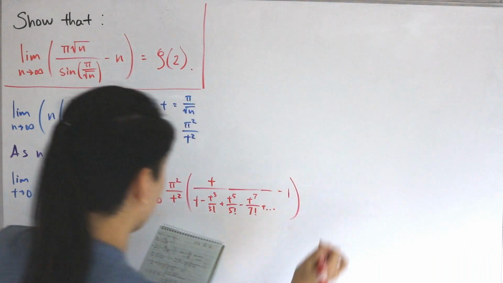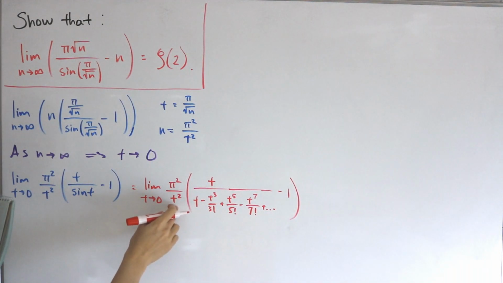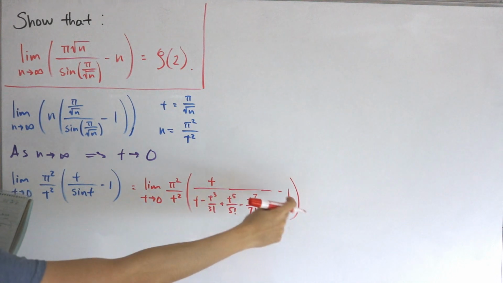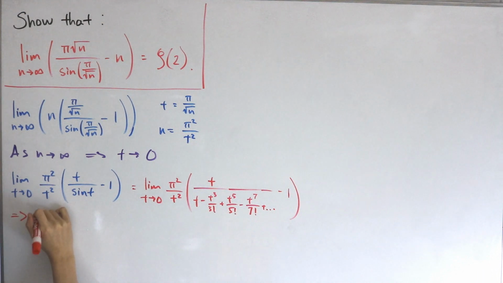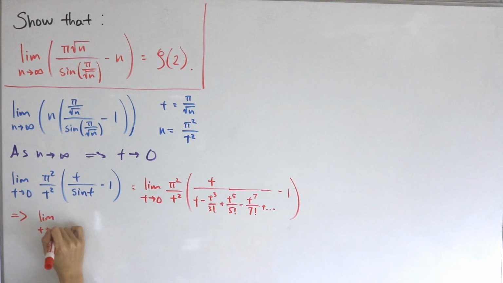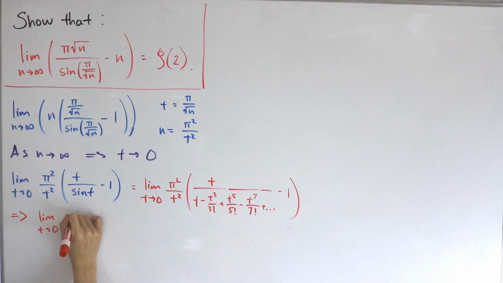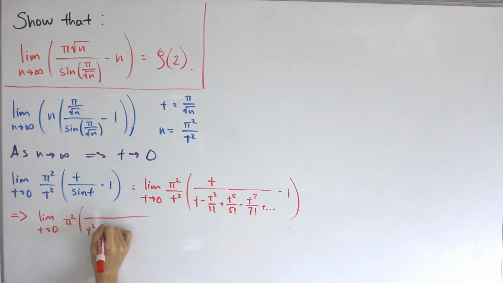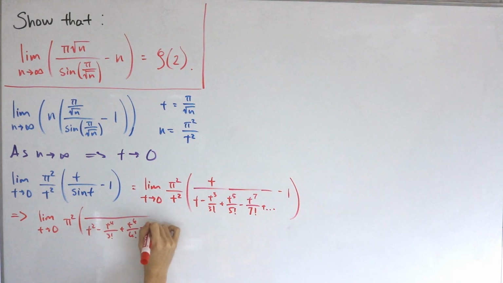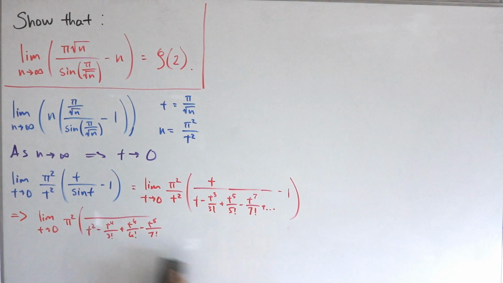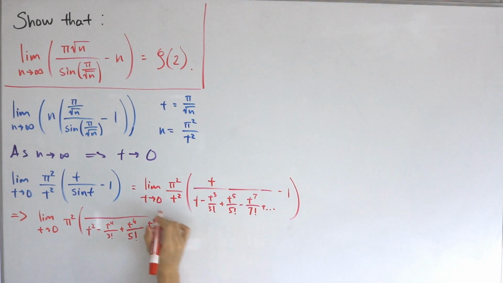Then subtract 1. Okay, so now let's distribute the t squared from the denominator back into everything over here, and also distribute it to the negative 1 as well. Applying that, this is going to be the limit as t approaches 0 of pi squared multiplied by, on the denominator, t squared, then subtract t to the power 4 divided by 3 factorial, add t to the power 6 divided by 5 factorial, subtract t to the power 8 divided by 7 factorial. Actually, the first one is meant to be a 5 factorial, my mistake over here. And then we continue on that expansion, and so on and so forth.